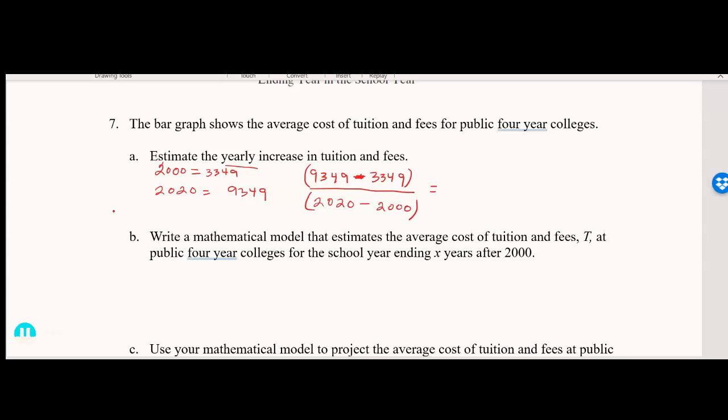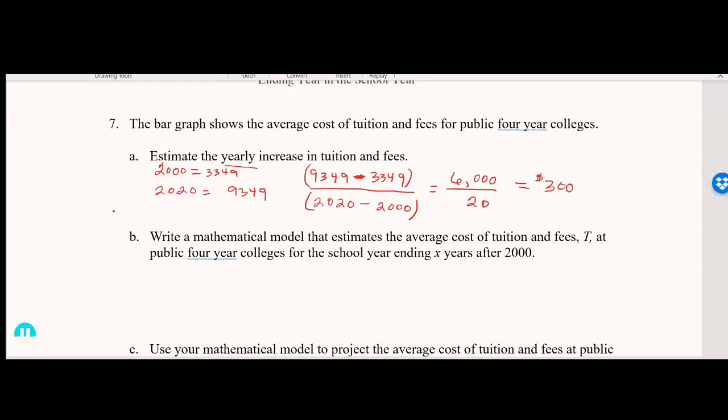So you want to subtract these. Now, this is a nice even number, right? That actually comes out to just be an even 6,000. And then on the bottom, we have 20. So 6,000 divided by 20 gives us 300. And this is in dollars. This means that the average cost of tuition has been increasing by about $300 per year.